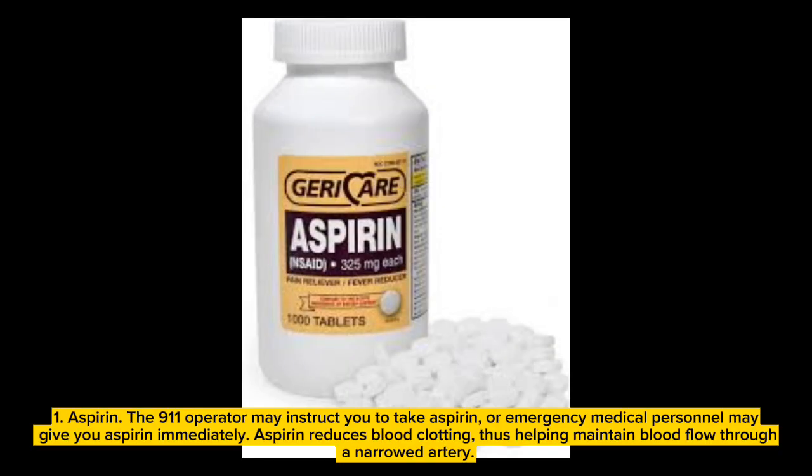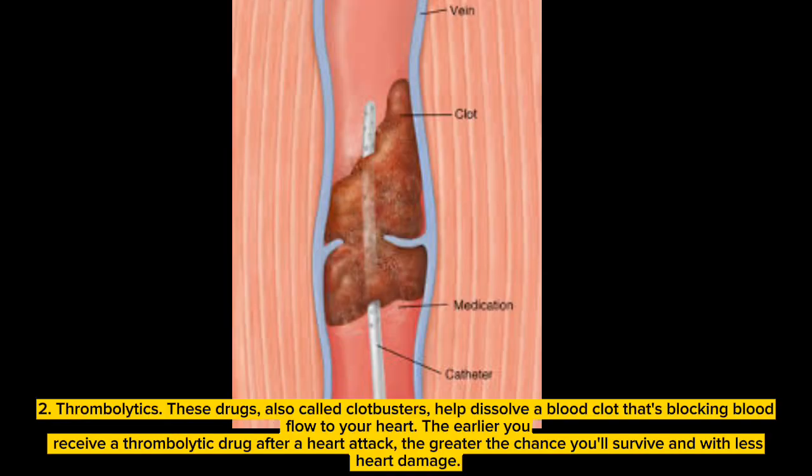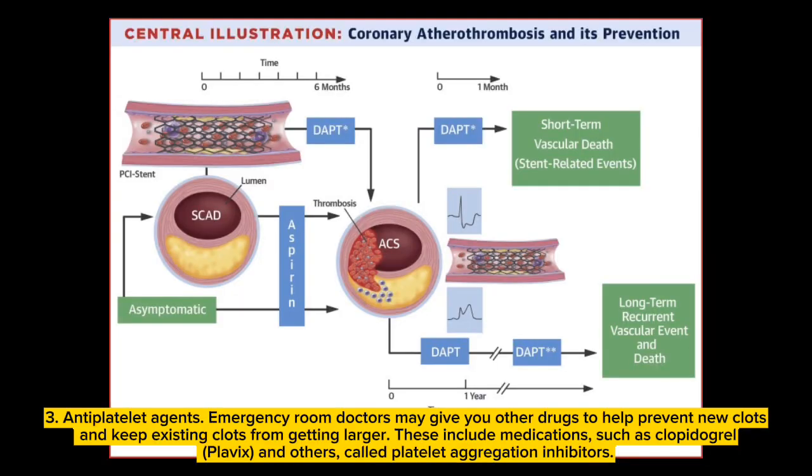Treatment. 1. Aspirin. The emergency operator may instruct you to take aspirin. Aspirin reduces blood clotting, thus helping maintain blood flow through a narrowed artery. 2. Thrombolytics. These drugs, also called clot busters, help dissolve a blood clot that is blocking blood flow to your heart. The earlier you receive a thrombolytic drug after a heart attack, the greater the chance you will survive, with less heart damage.